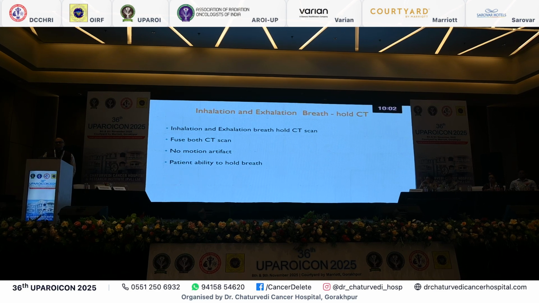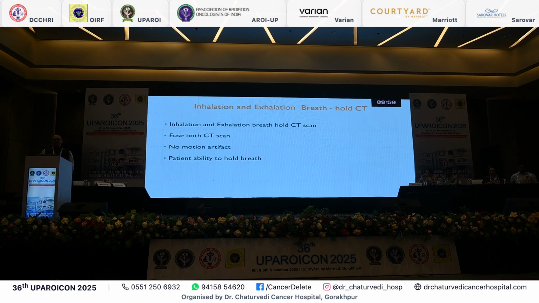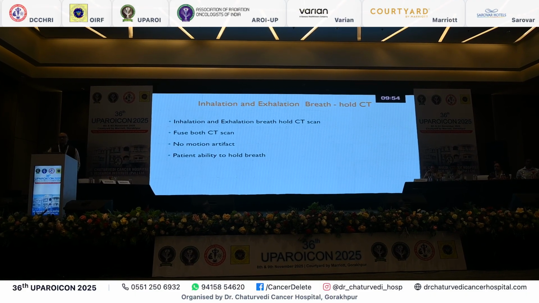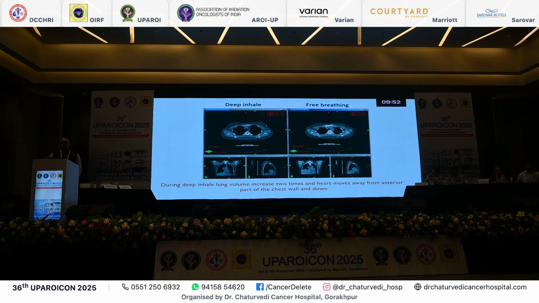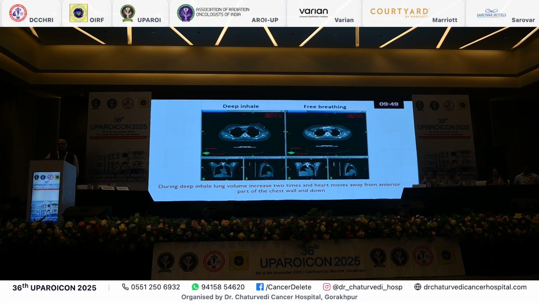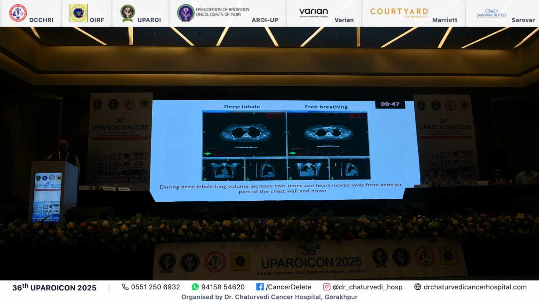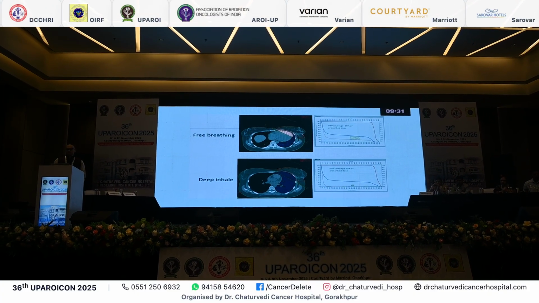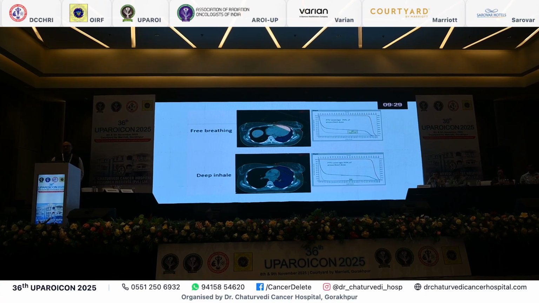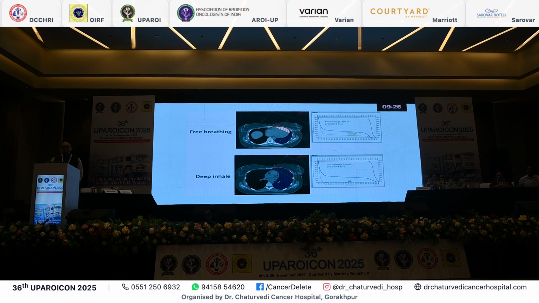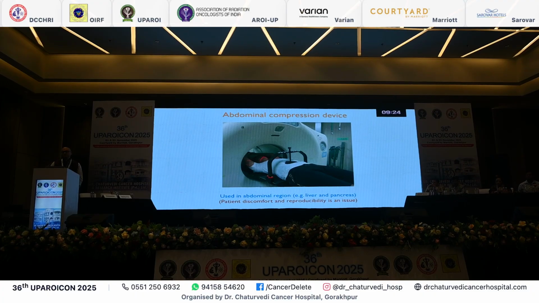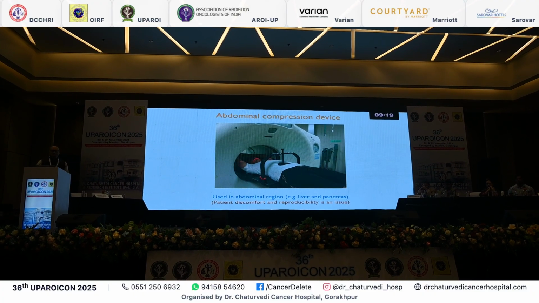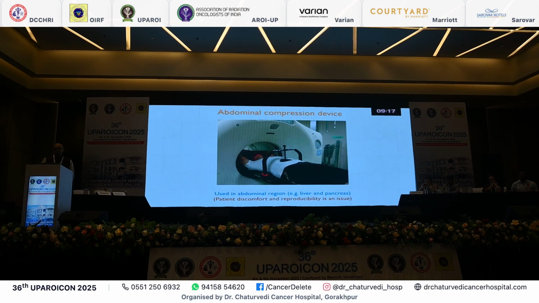Inhalation and exhalation breath hold CT can be done, and fusion of both can be done. Motion artifacts can be reduced, and patients who have the ability to hold their breath can be treated. Deep inhale and free breathing increase lung volume many times, and the heart moves. This picture shows very beautifully that free breathing makes the heart vulnerable to irradiation, whereas a deep inhale can reduce the volume of the heart irradiated and protect the normal heart. This is a photo of an abdominal compression device. It is very helpful for upper abdominal regions like liver and pancreas treatments.